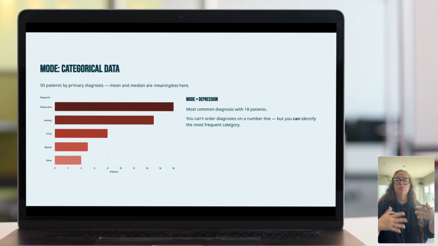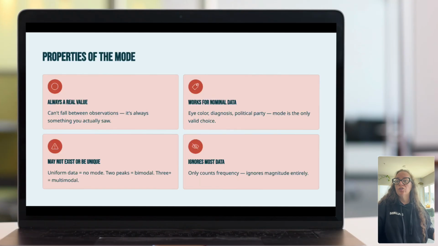The mode ignores most of your data. It only looks at frequency. It doesn't consider the magnitude of values in the data, like 1, 1, 1, 1, or 100, 100, 100. The mode is 1. It appears 4 times. But that ignores that 100 appears almost as often and is dramatically higher in magnitude and value. So there's pros and cons like with every single one. You have to look at your data and determine what's the best thing to use for what you're researching.